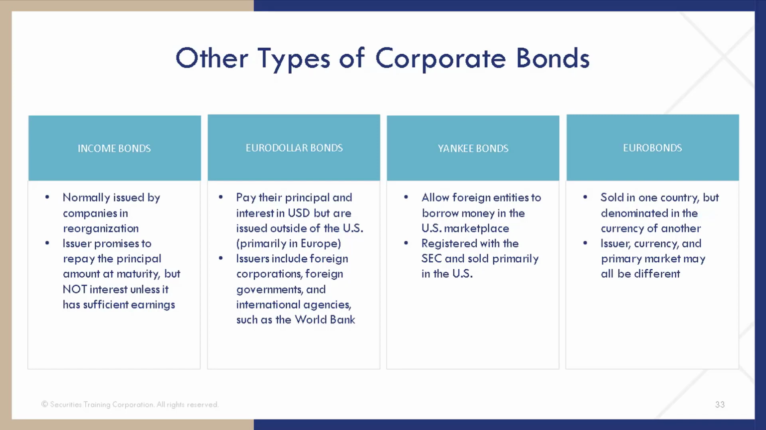An example of a Euro bond is actually a Eurodollar bond. It's sold in one country but denominated in a different currency, right? US dollar denominated bonds issued outside the US. But a general term is Euro bonds. We have Euro-yen bonds, which are yen-denominated bonds issued outside of Japan, for example.